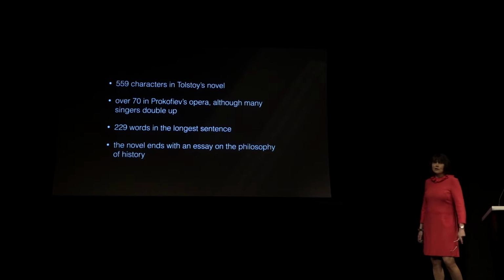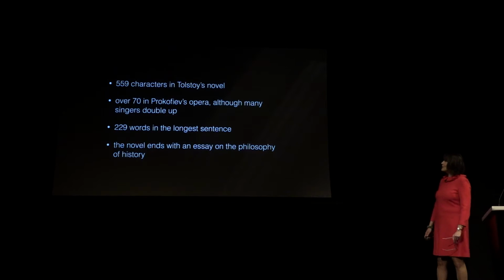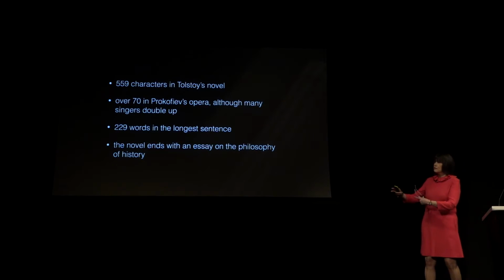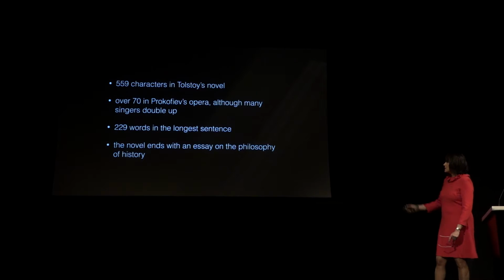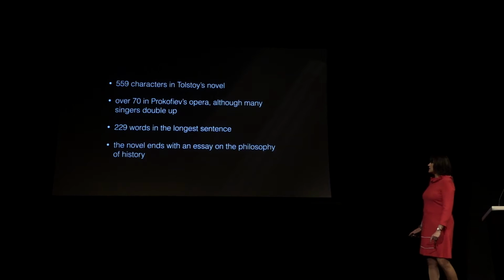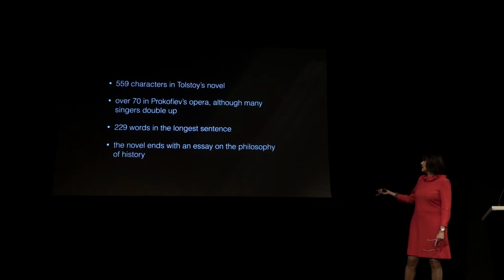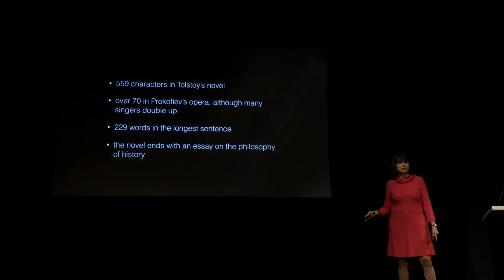And of course, you know from other fun facts about Tolstoy's novel that it has very long sentences. The language is quite weighty and convoluted and has lots of twists and turns. So 220 words in the longest sentence. If you read it to the end, you will know that it ends with this essay on the philosophy of history, which actually has bullet points in it. It's almost like an undergraduate or postgraduate essay. It just completely changes genre towards the end.